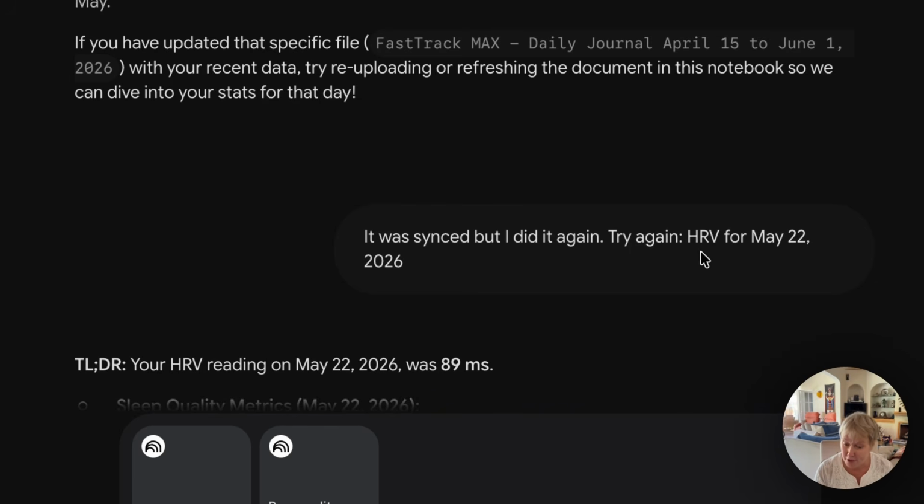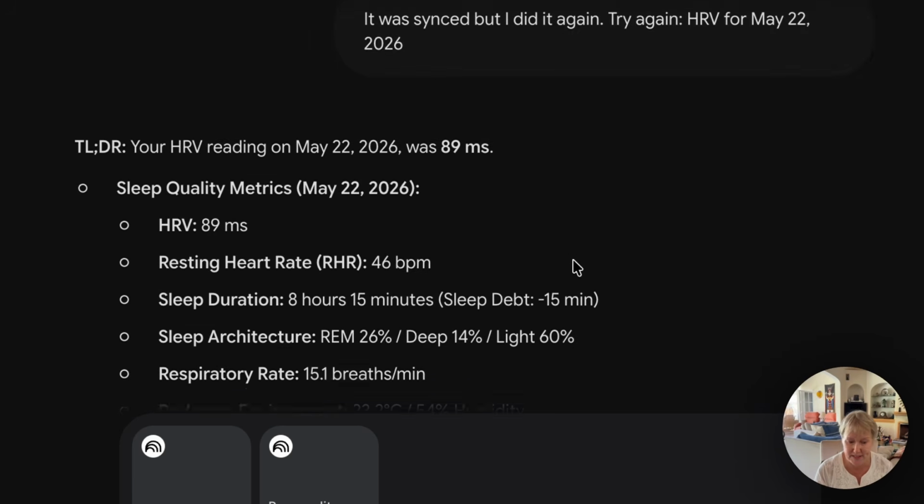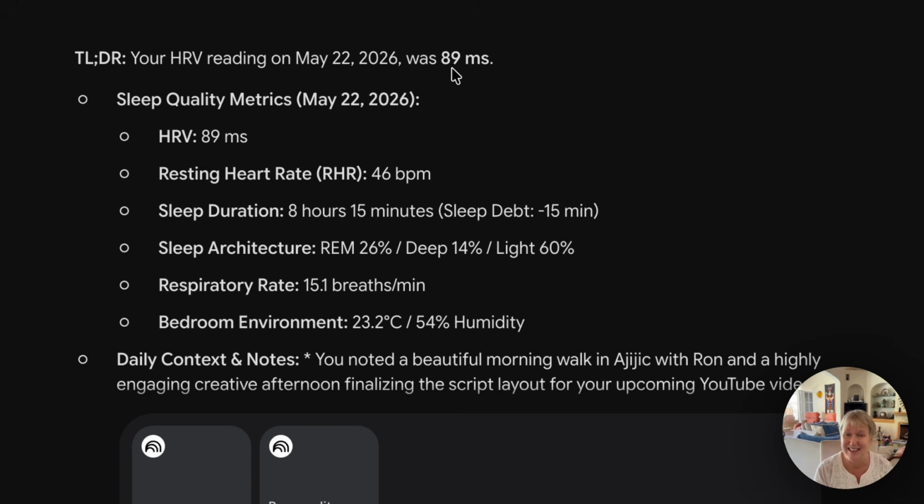Try again. HRV for May 22nd, 2026. And this is what it gives me: 89, which would be great actually. And then resting heart rate and sleep duration, well, it's not at all what I have in my diary.